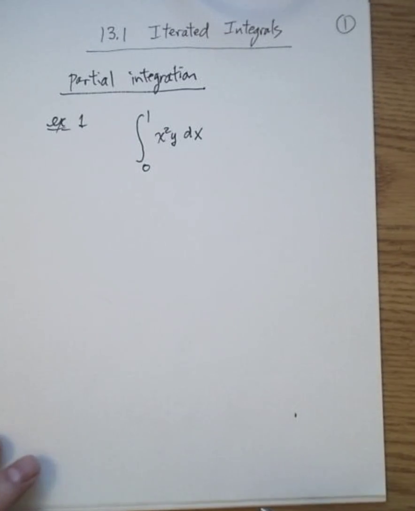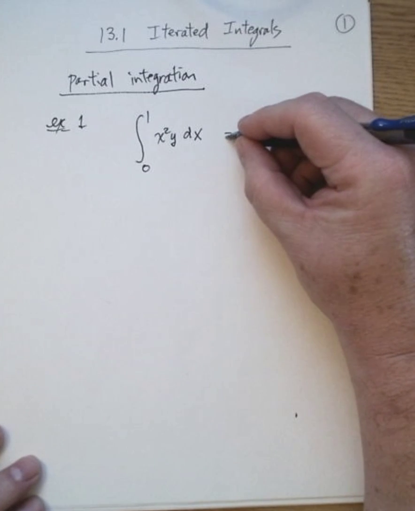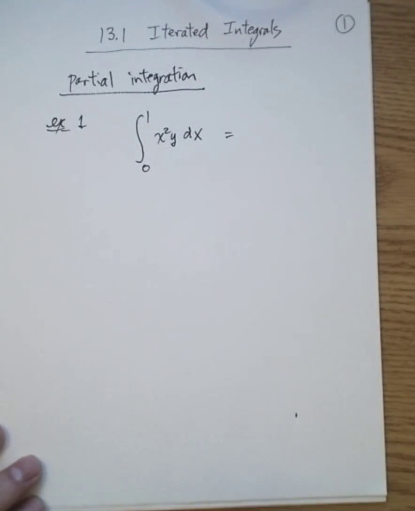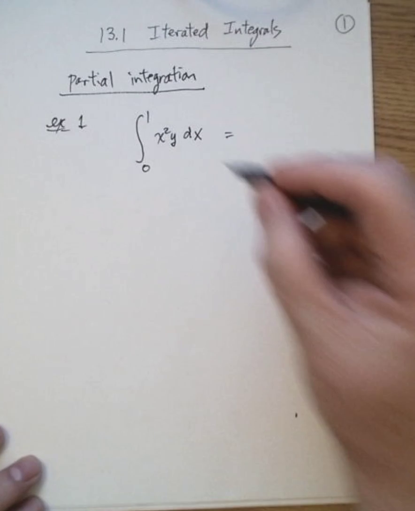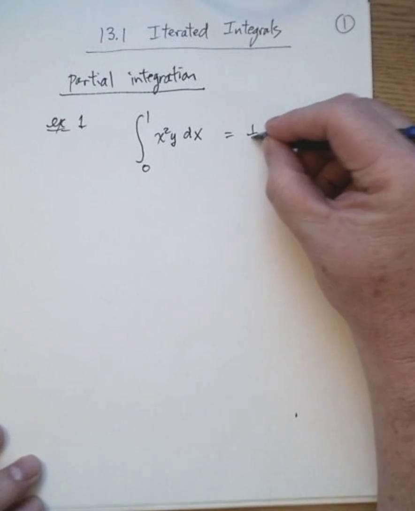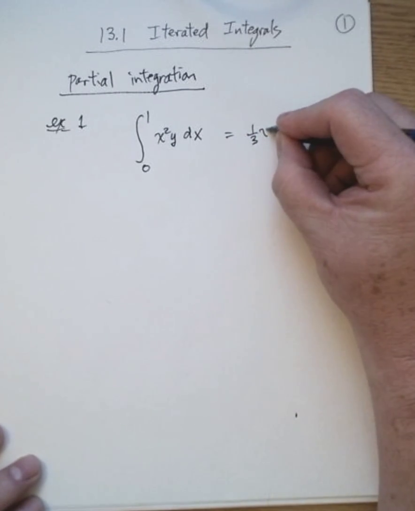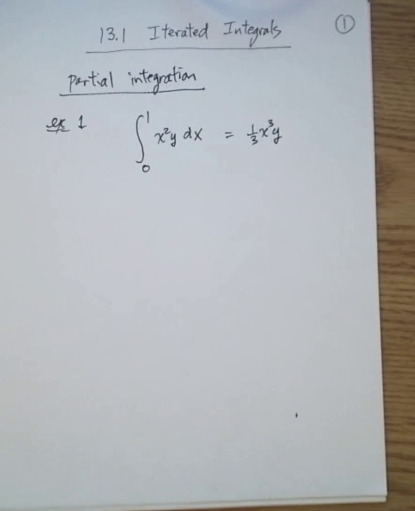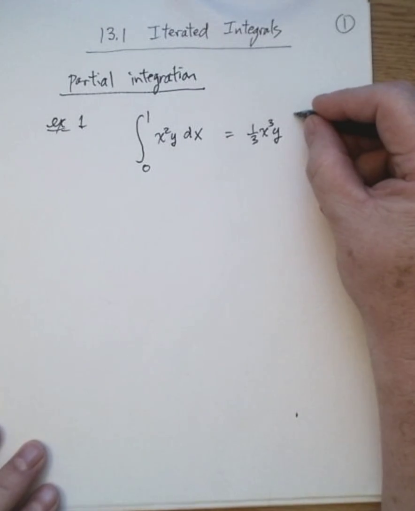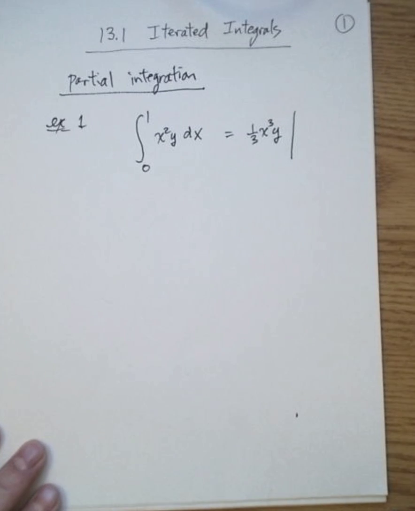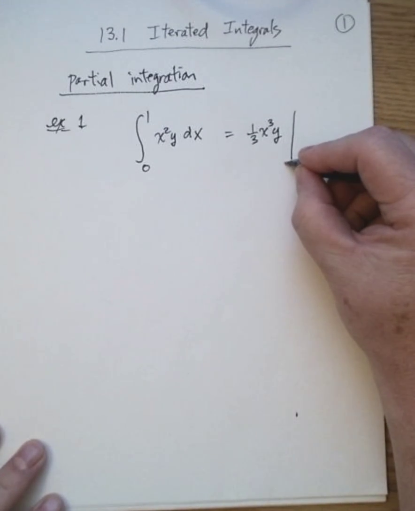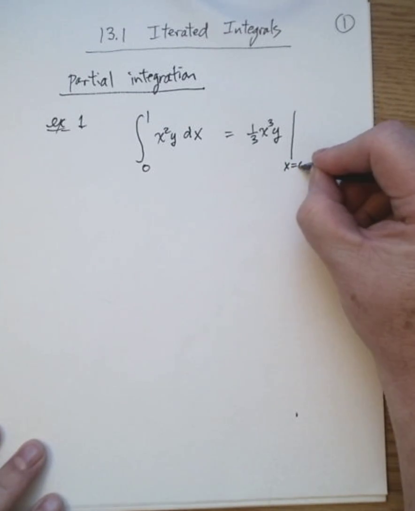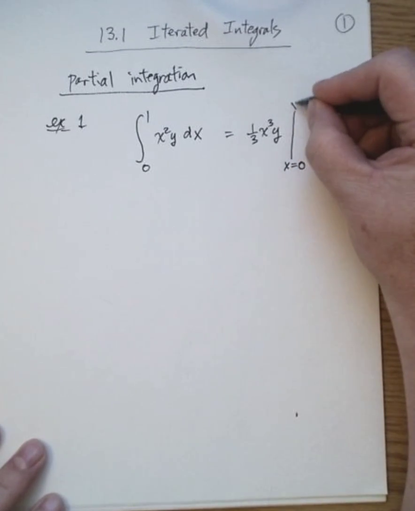I'm going to simply do the following. If y is acting like a constant and I'm integrating with respect to x, I can use the fundamental theorem to write my answer this way. And now, since I was integrating with respect to x, the limits of integration are in terms of x. In other words, x is going from 0 to 1 here.